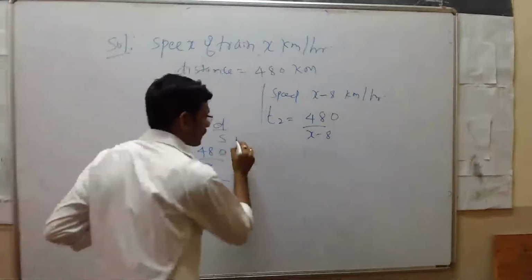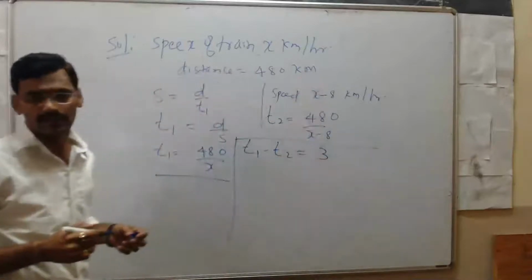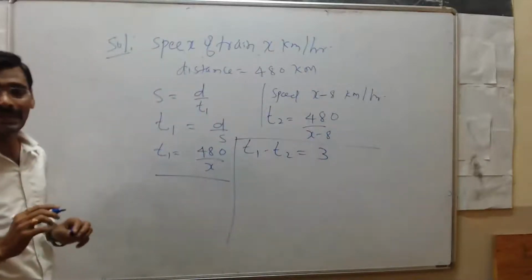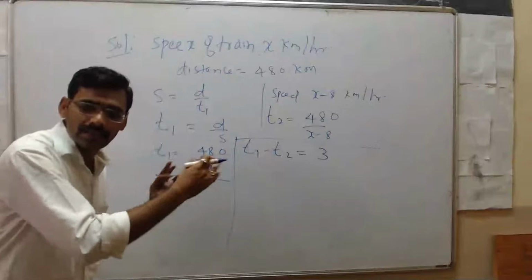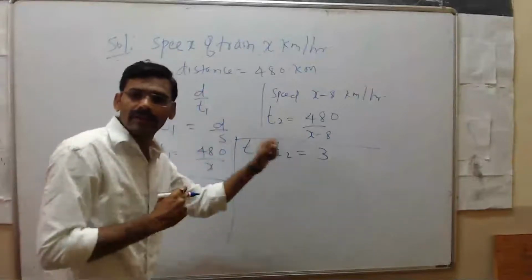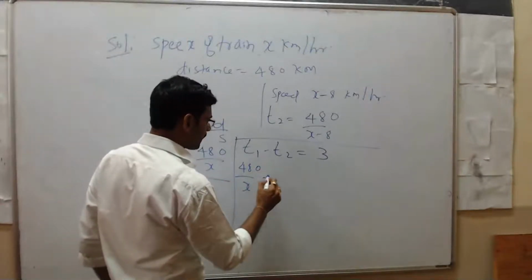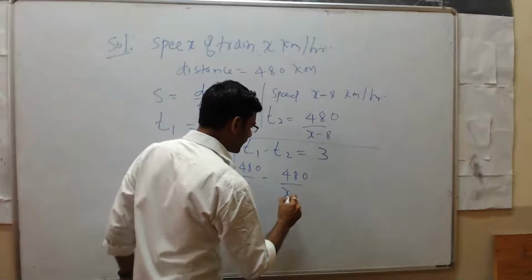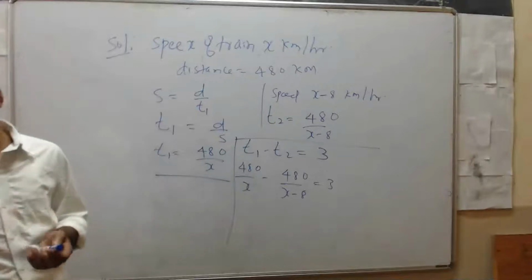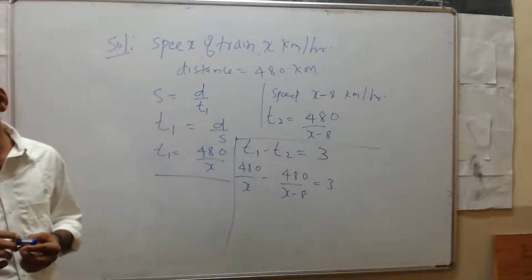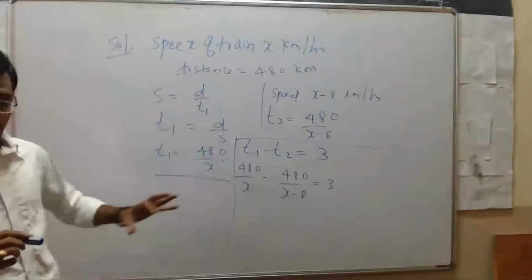Okay, therefore t1 minus t2 is equal to the difference, which is 3 hours. The difference between their times is how much? 3 hours. Therefore t1 is 480 by x, minus t2, which is 480 divided by x minus 8, is equal to 3. So 480 by x minus 480 by x minus 8 is equal to 3.